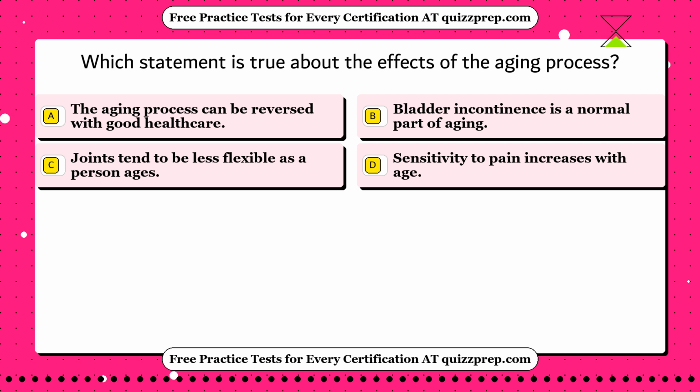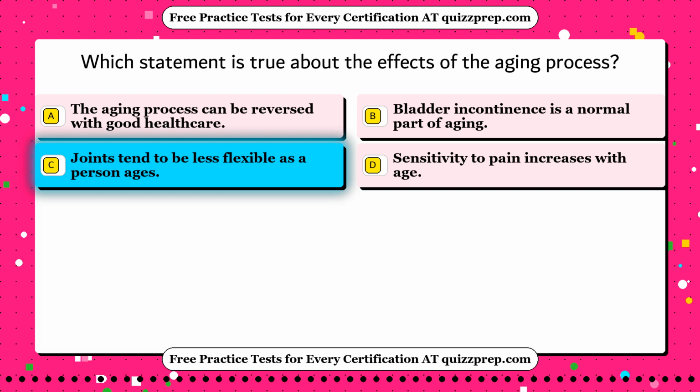Option A. The aging process can be reversed with good healthcare. Option B. Bladder incontinence is a normal part of aging. Option C. Joints tend to be less flexible as a person ages. Option D. Sensitivity to pain increases with age.